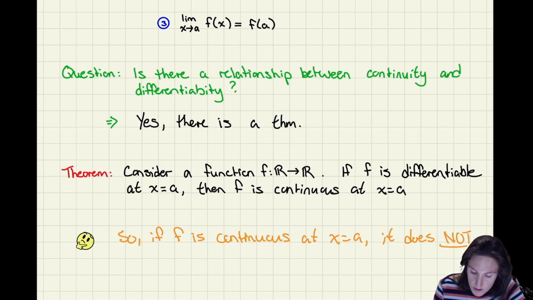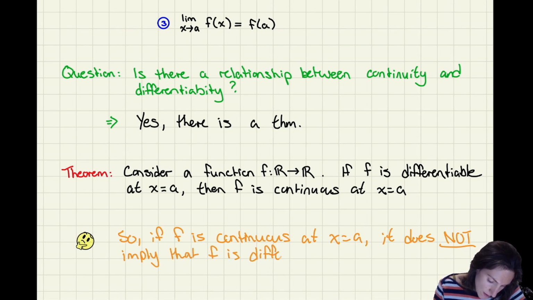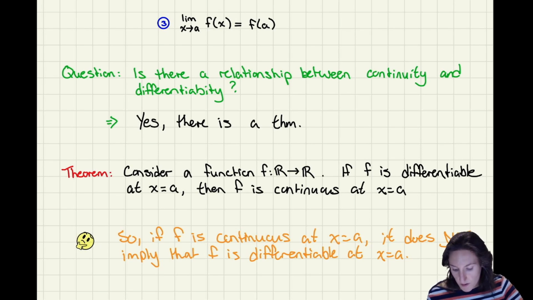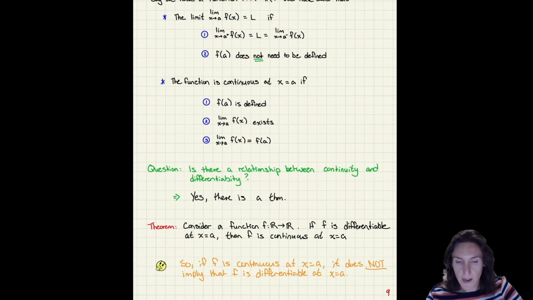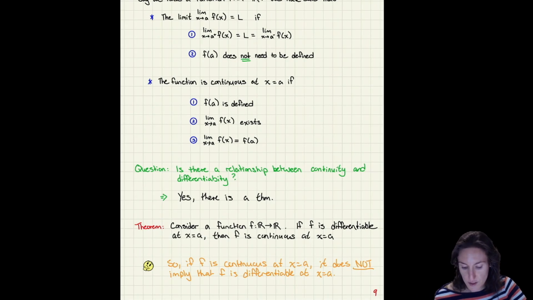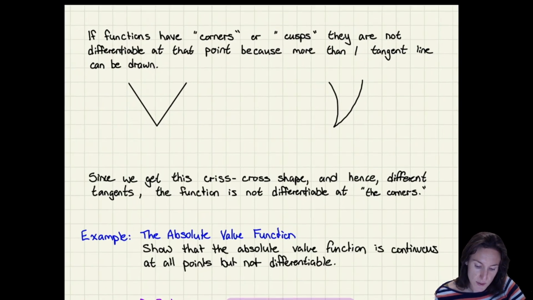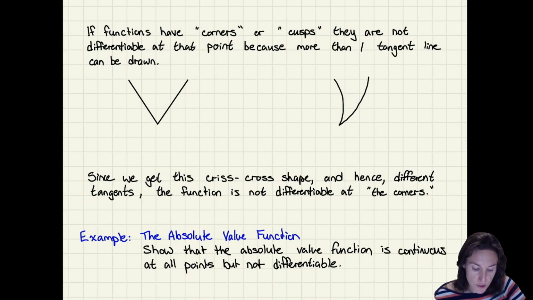So it does not imply that f is differentiable at x is equal to a. Okay, so if we have a jump discontinuity or a removable discontinuity or an infinite discontinuity, our function is not going to be differentiable at those points, but we can have situations, they're called corners or cusps, where the limit will exist. We'll have continuity at the corner or cusp, but we won't have differentiability.